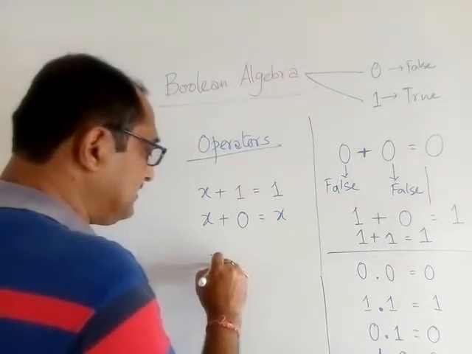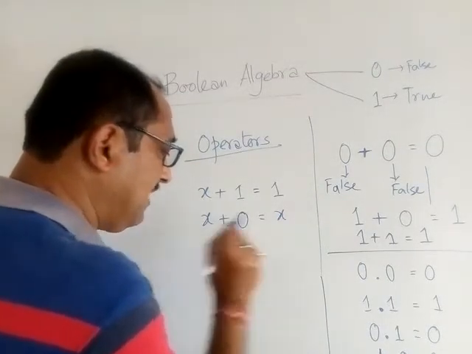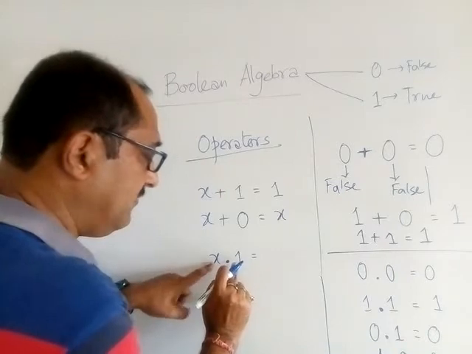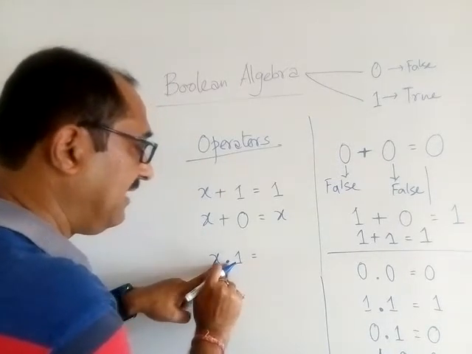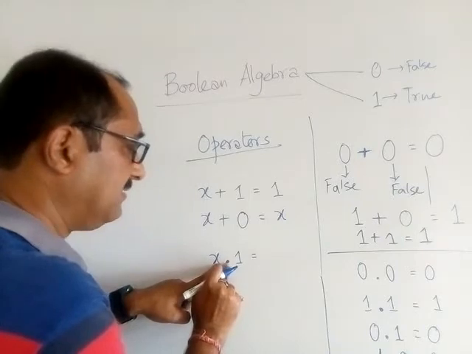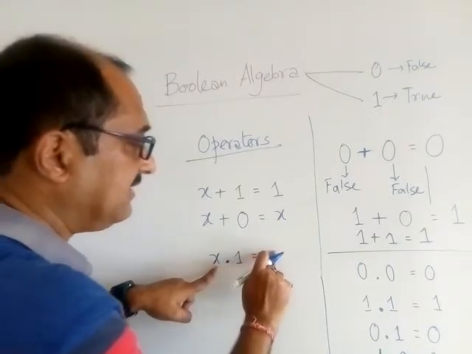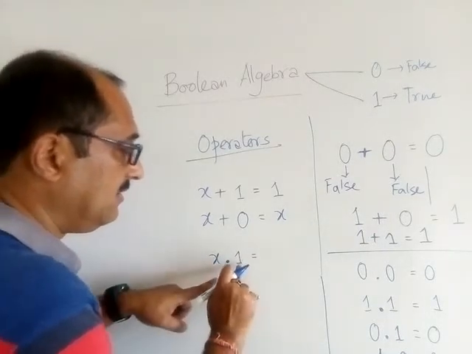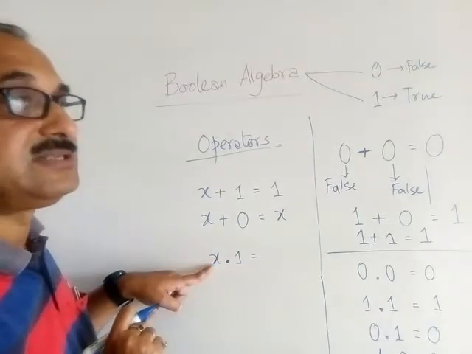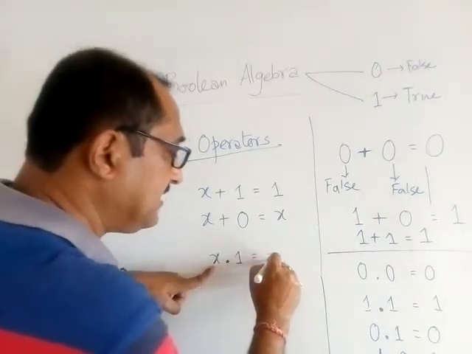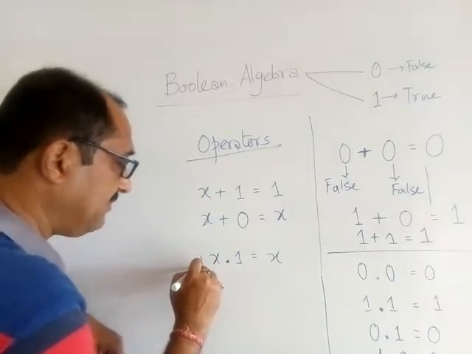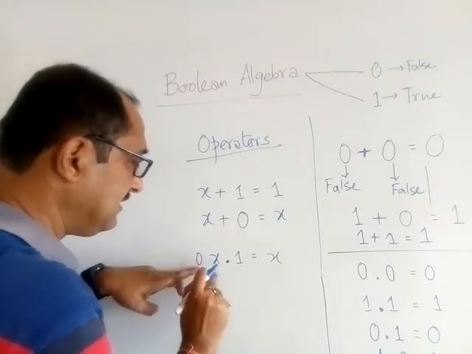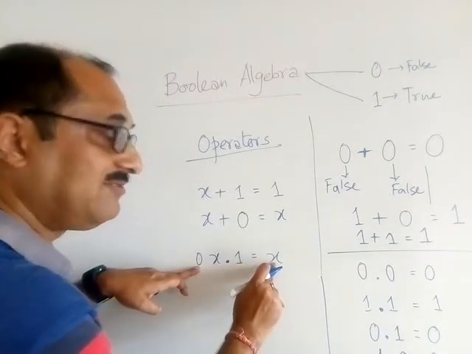Now if I do like this, x dot 1, what will happen? Here again, if two items, or one variable and one value, are joined by the AND operator, dot means AND. Then what happens? In order to get the net result 1, both of them have to be 1. But I can see here, one of them is 1, the other one is not 1. So basically here it depends on x, because imagine x is equal to 1, then 1.1 I will get 1. And if x is equal to 0, then 0.1 it will be 0. So it depends on the value of x.